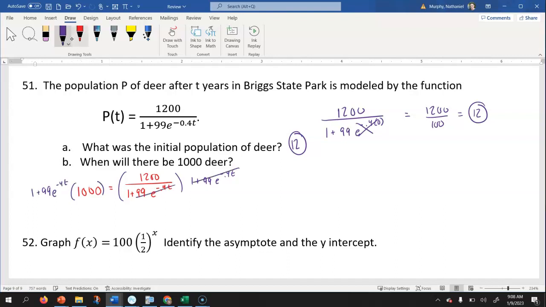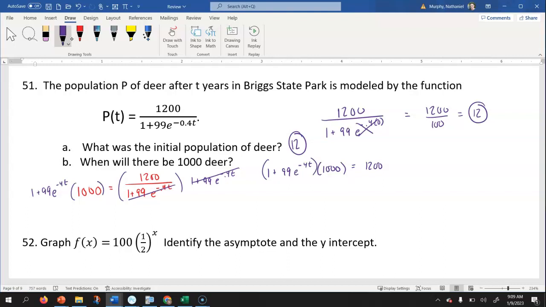And when you do that, these would cancel out. And instead of rewriting all of this, I might as well go ahead. So we'd have 1 plus 99e to the negative 4t equals, times 1,000 equals 1,200. I'll mention in a second what I was going to actually skip to. All right, so we want to solve this for t.